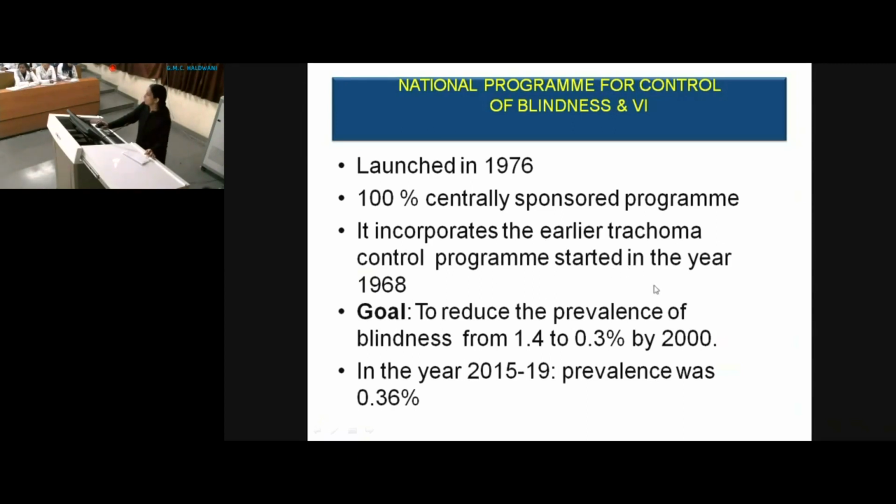सबसे पहले क्या हुआ था? Trachoma control in 1968. Then we launched 1976 NPCB. That trachoma control program is merged with this program. What is the goal of this program? To reduce the prevalence of blindness from 1.4 to 0.3%. So that was our objective. Now we are at 0.36% according to 2019 survey, right?